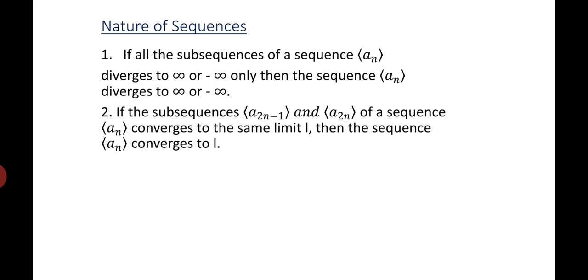If all the subsequences of a sequence an diverge to plus infinity or minus infinity, only then the sequence an diverges to plus infinity or minus infinity. That is, if a subsequence is divergent, then the sequence itself is divergent. The second point says, if the subsequences a2n minus 1 and a2n of the sequence an converge to the same limit L, then the sequence itself converges to L.